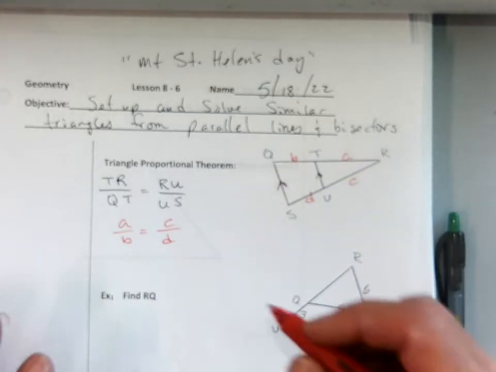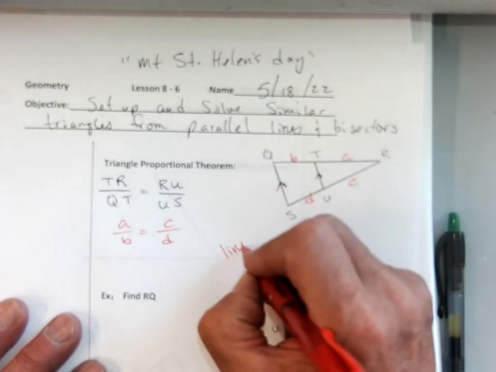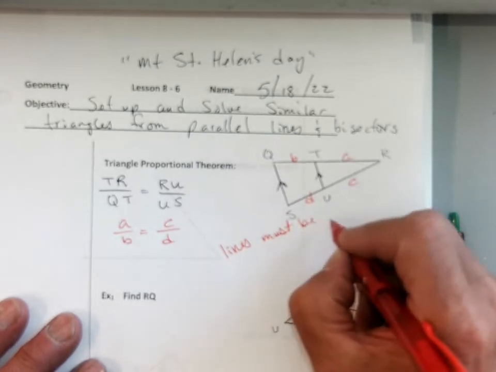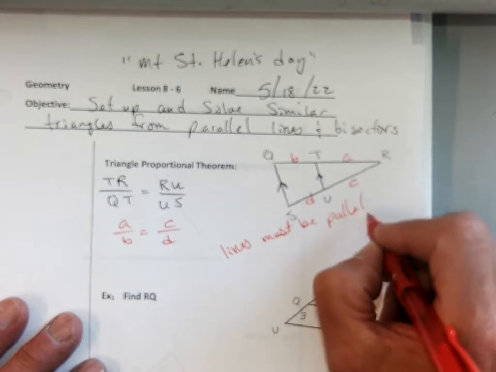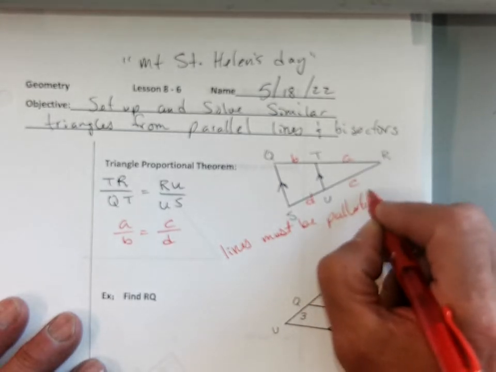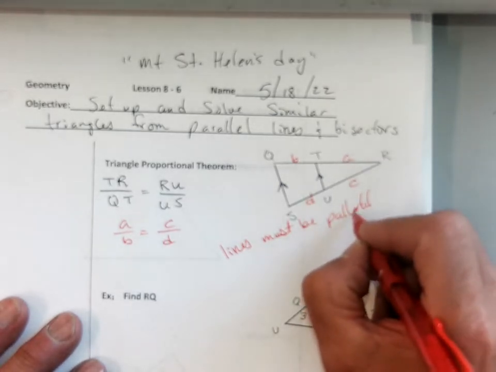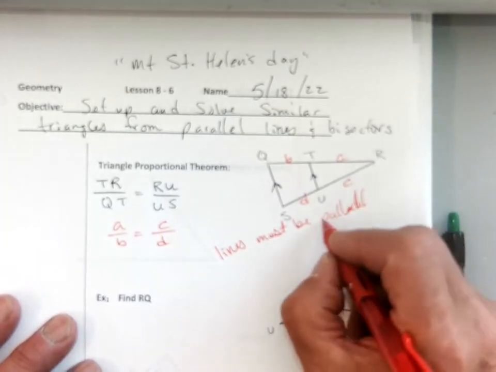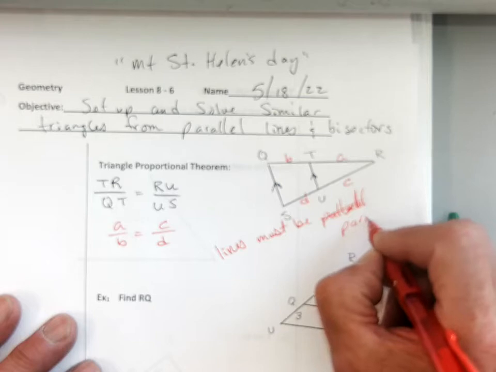But the lines must be parallel. Parallel. Golly, I can't spell, can I? There we go.